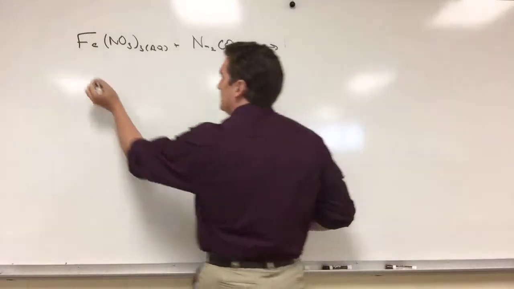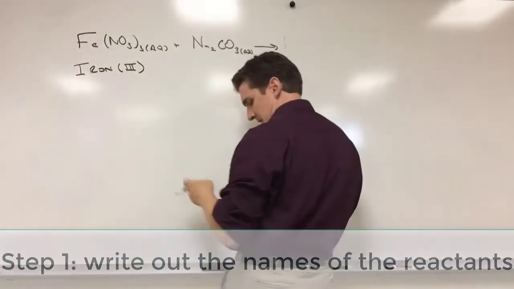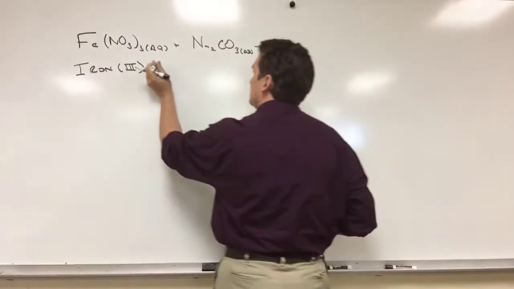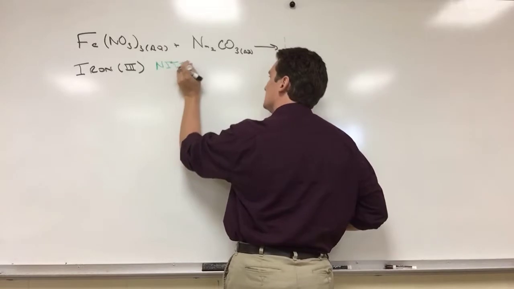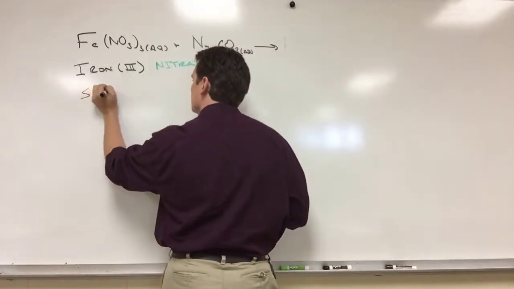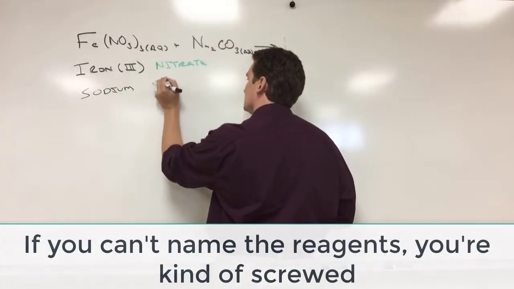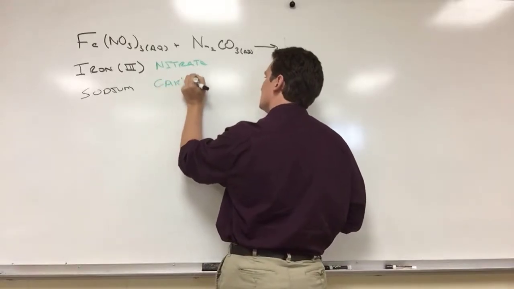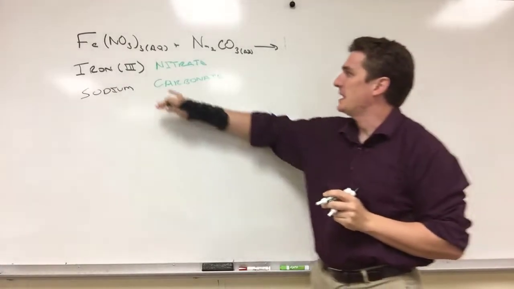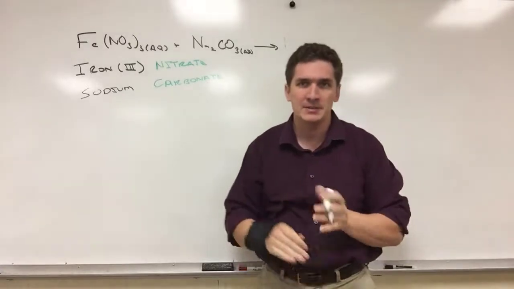So in this case, we have iron 3, and I'm going to write out the name of the anion in a different color, nitrate. And I have sodium carbonate. So these are my reactants, iron 3 nitrate and sodium carbonate. If I want to know what the product is, either I can swap the anions or the cations.